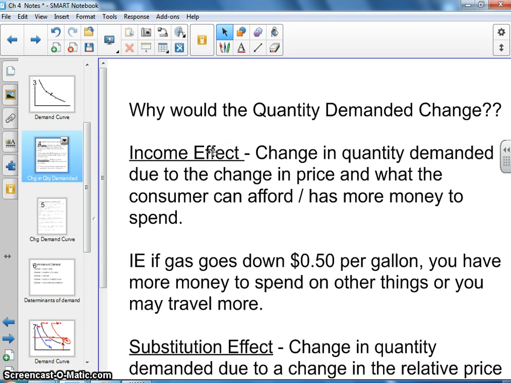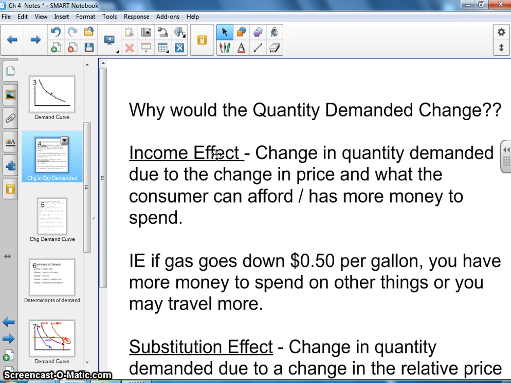First off would be the income effect. That's a change in the quantity demanded due to either a change in the price or what that consumer can afford. If we use our classroom example and we talk about we have 30 students in there, what if one student gets a raise? They get a 50-cent per hour raise. That one student now has a little bit more money.